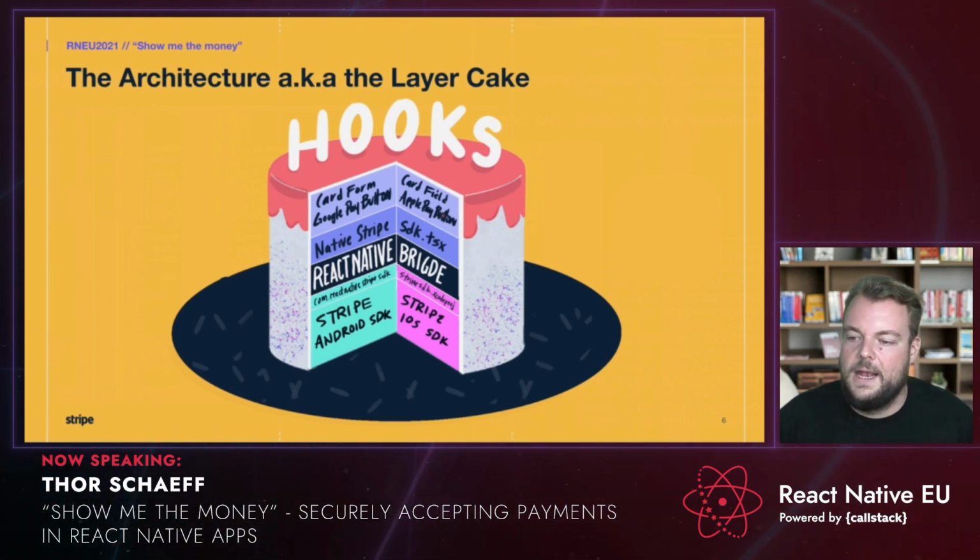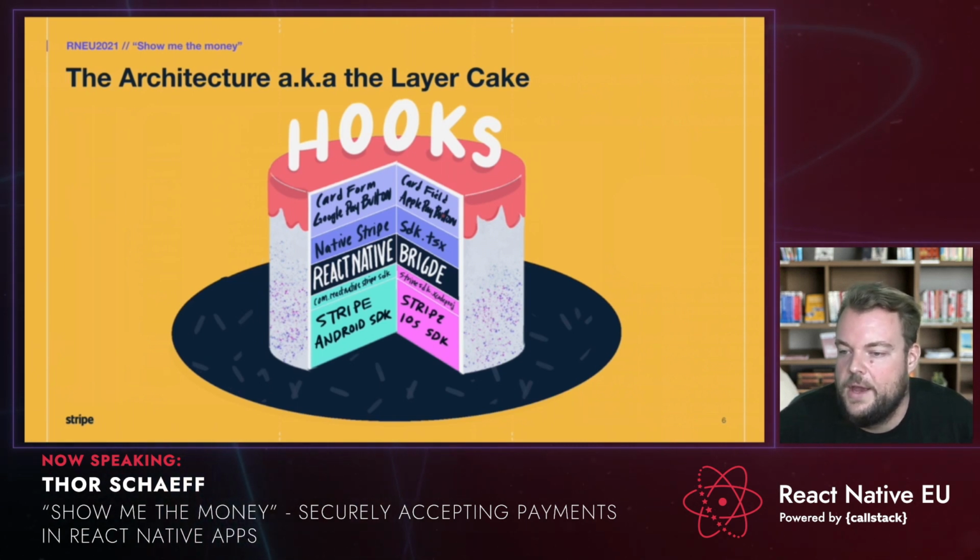And then we have the React Native bridge. And on top of that, we have our native Stripe SDK TypeScript module. That is what facilitates the communication between the native code and the JavaScript bridge. So all of that happens in there. And then our top layer, we have our native UI components, so our card field, our card form, our Apple and Google Pay buttons, all of those components. And then the icing on the cake, we have our hooks for convenience.